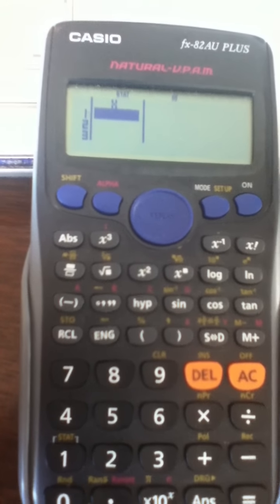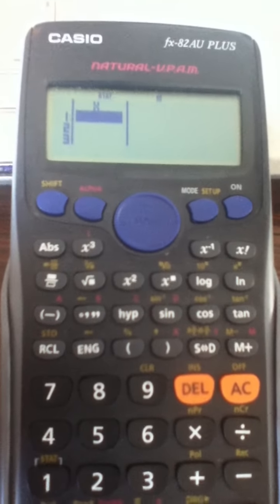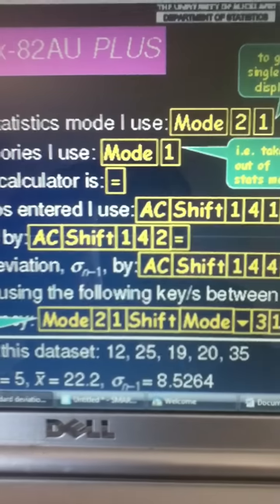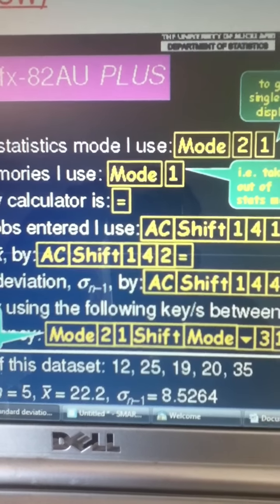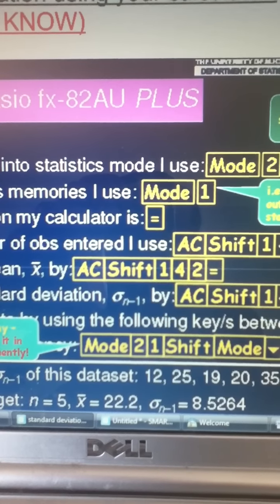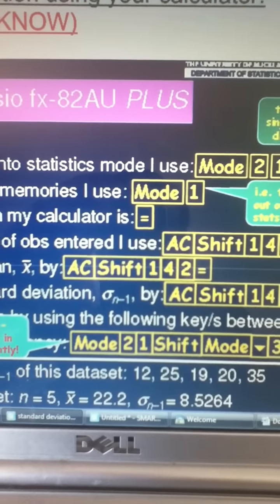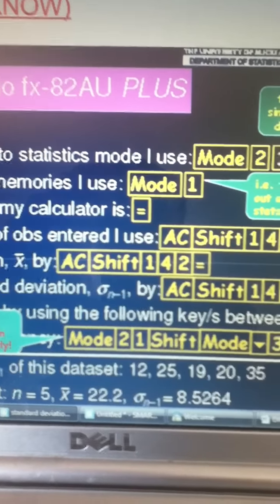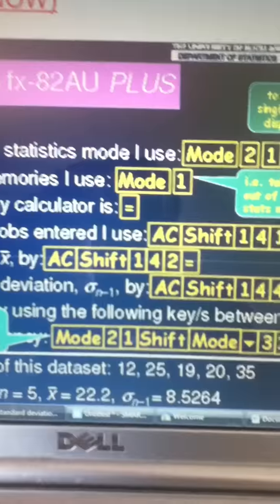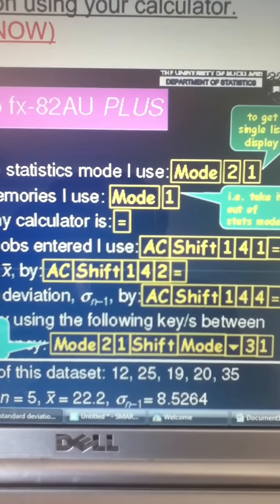Now, looking at the question in the example, there is the data set of 12, 25, 19, 20, and 35, and it actually gives you the n, which is the number of scores, because there are 5 scores. The mean is 22.2. And if you look at the standard deviation, it says n minus 1. Now, s with n minus 1 means it's sample standard deviation.